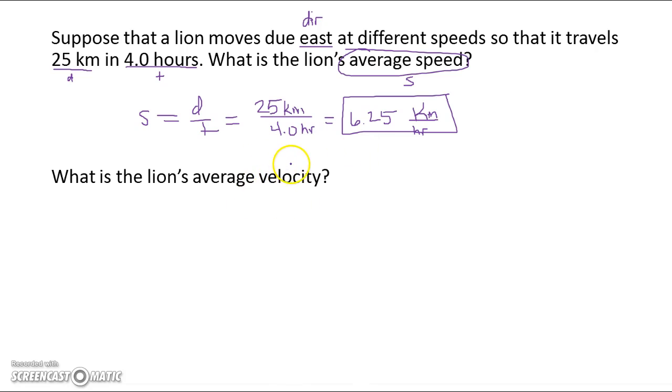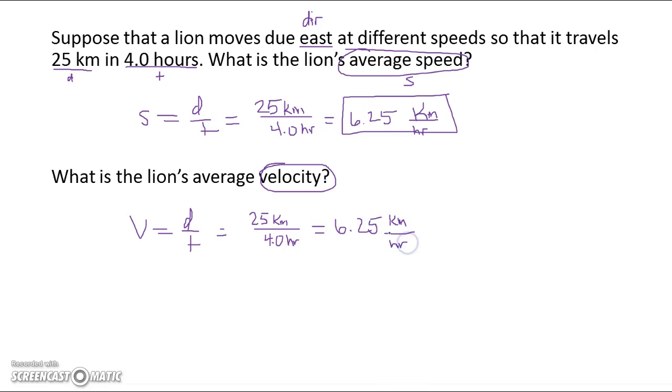Now it wants to know the average velocity of the line. Remember, we have to have direction to go along with that. It's the same thing as speed. Velocity is equal to distance over time. It just has a direction. So we put in 25 kilometers, and we put in 4 hours, and we solve, and we get 6.25. The only difference is that it's going 6.25 kilometers per hour east. So that's the difference between velocity and speed. You need to make sure you know the difference.